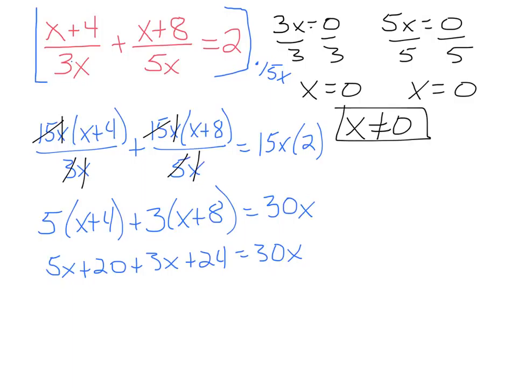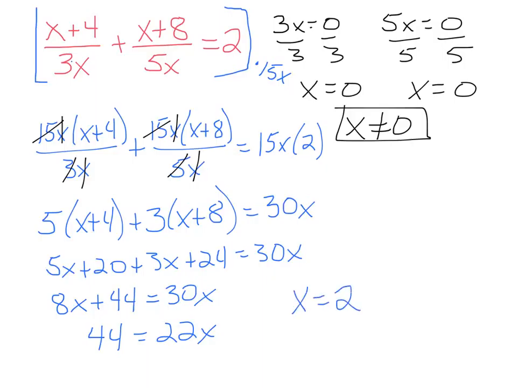Let's combine our like terms. We have 8x plus 44 equaling 30x. Subtract 8x on both sides, so it would be 44 equals 22x. And then we'll divide by 22. 44 divided by 22 is 2.